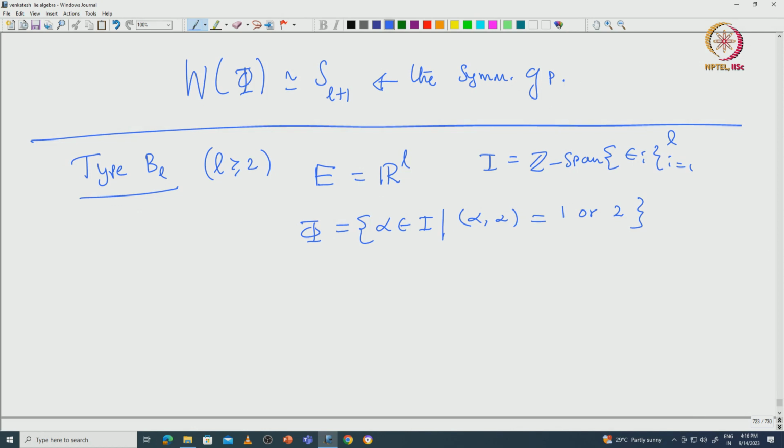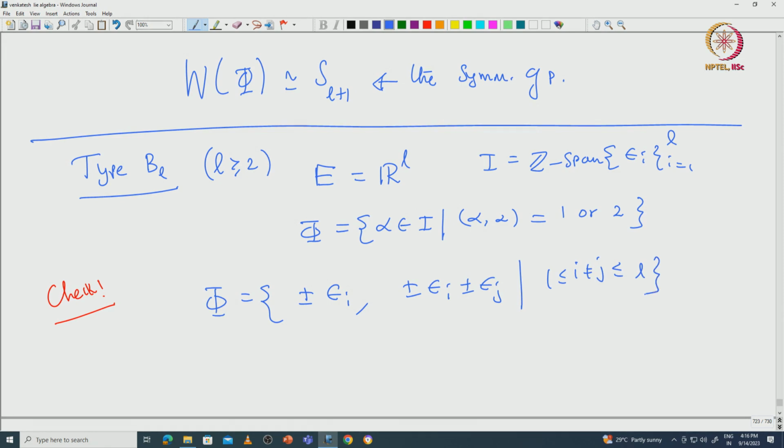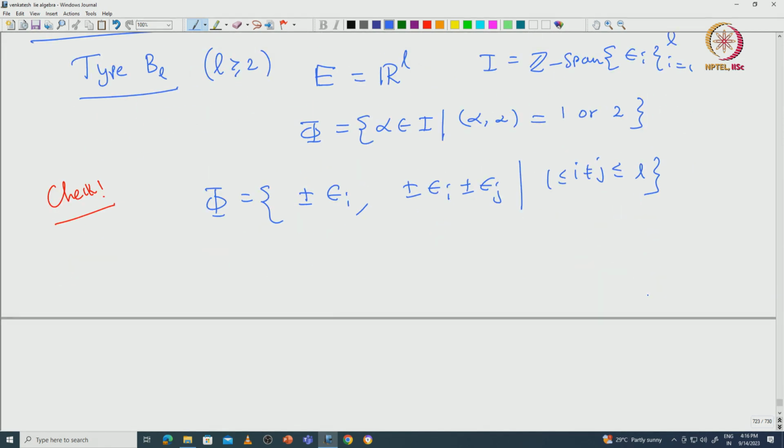So, now it is not hard to check very explicitly. What are all the elements in this root system? Check that this is exactly plus or minus epsilon i, union plus or minus epsilon i plus or minus epsilon j, where of course i is not equal to j. So, they vary from 1 to L. Okay. In each case you can calculate the cardinality of phi, you can calculate the cardinality of the Weyl group, and so on.